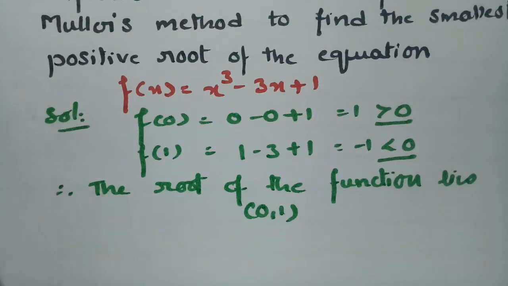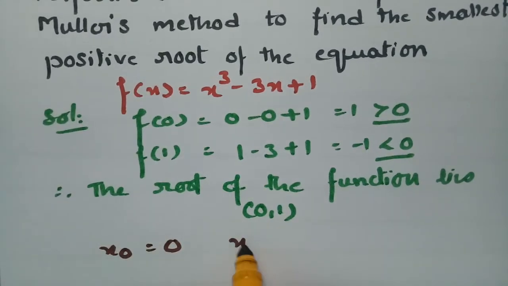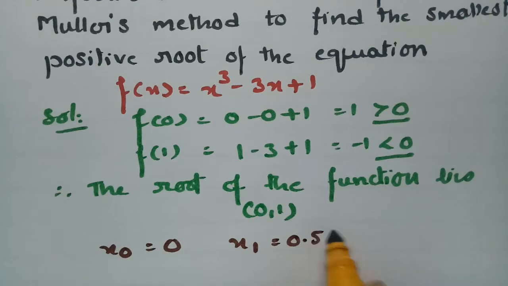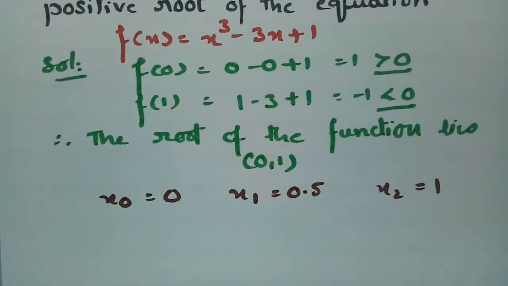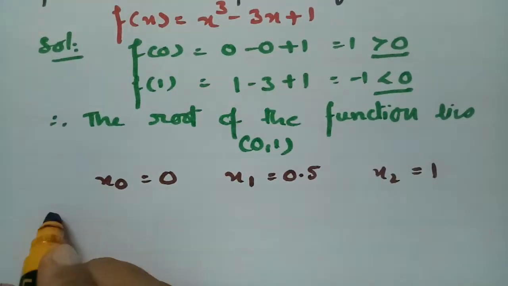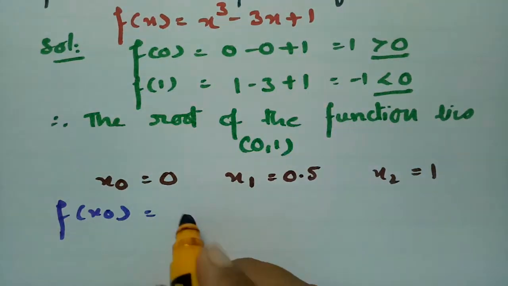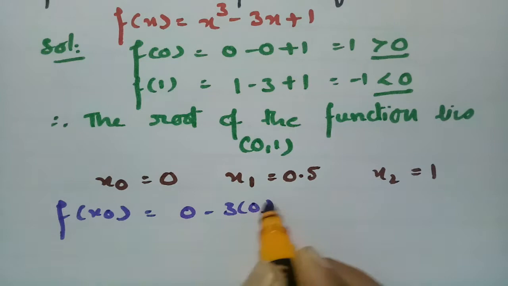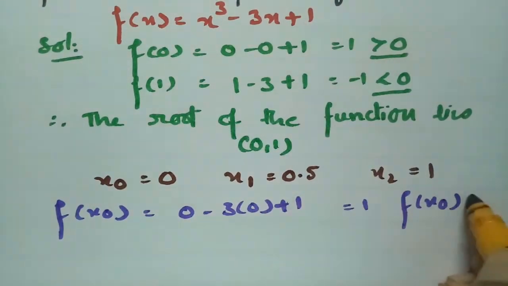So we have to find out the 3 points here. The 3 points, as I am telling you, are x0, so x0 is equal to 0. See here, x1 is equal to 0.5 and x2 is equal to 1. After getting x0, x1 and x2, the next step here is f of x0. F of x0 value is nothing but, this is the function. In this, if I keep 0, 0 minus 3 into 0 plus 1, this is 1. So our f of x0 value is 1.